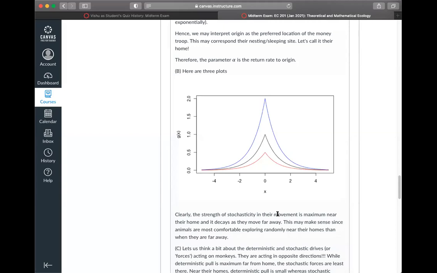Clearly, the strength of stochasticity in their movement is maximum at home. So g of x is basically the stochasticity strength in their movement, right? It is maximum near their home, and it decays as they move far away. The origin is their home, with maximum stochasticity when they are near home, and when they are far away, the stochasticity reduces. This may make sense since animals are most comfortable exploring randomly near their homes than when they are far away. Does this make sense? Do you agree with this interpretation?